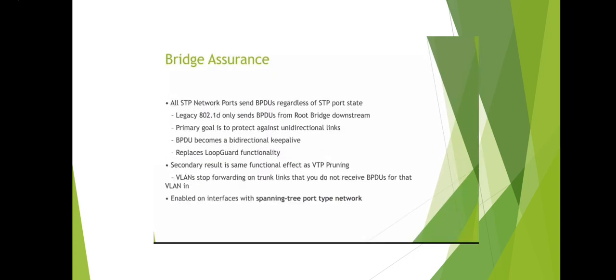Bridge assurance is something wherein no matter what the STP port state is, the ports will be forwarding BPDUs. So it's going to replace the so-called loop guard functionality. You can do VTP pruning type stuff, so VLANs will stop forwarding on trunk links.